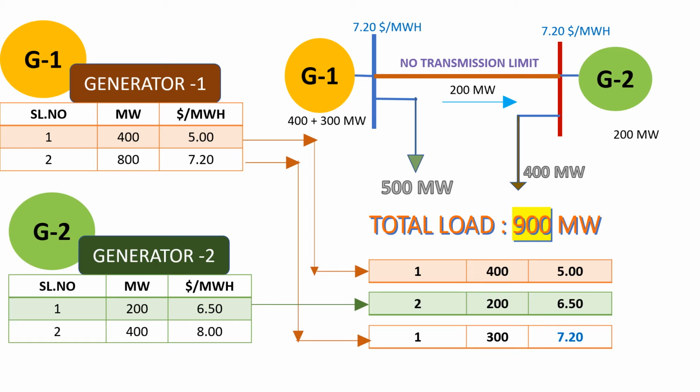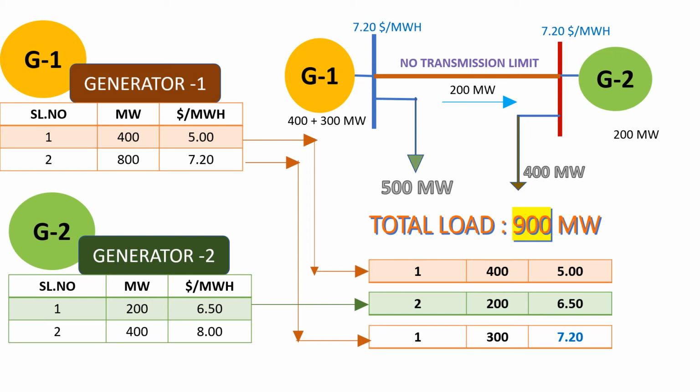Since $5 per megawatt hour power is being consumed, and 200 megawatts at $6.50 per megawatt hour is also being consumed, it is fully utilized, and next comes 300 megawatts at $7.20 per megawatt hour being consumed. Now as per the definition, LMP is nothing but the cost of supplying the extra additional megawatt of power. Suppose I want 901 megawatts of power, that extra 1 megawatt of power can be supplied at a cost of 7.20.